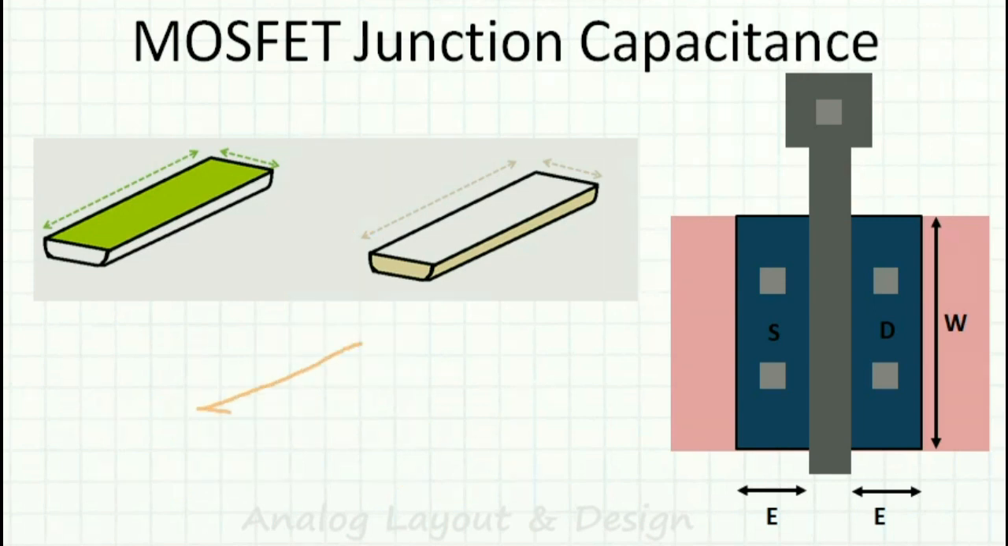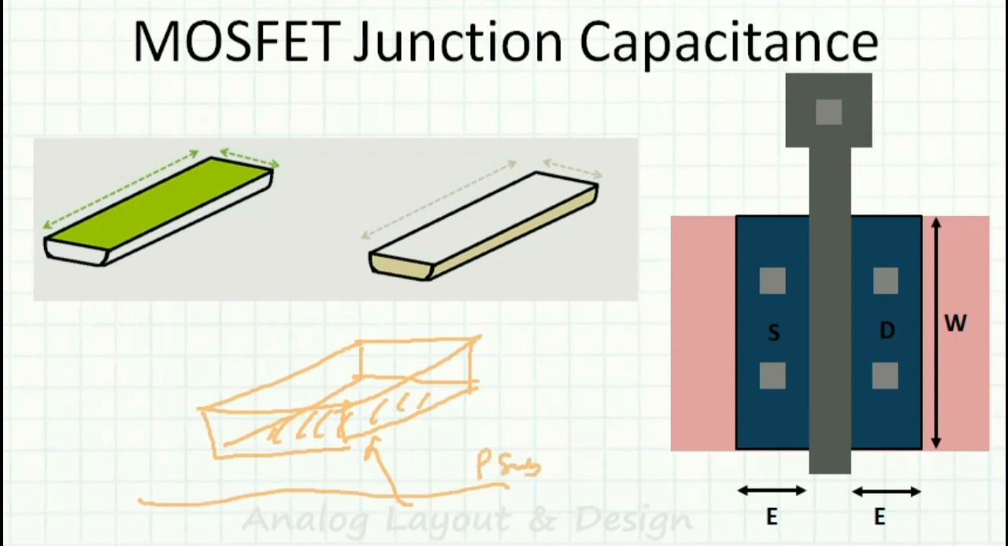Now if you see this way, this bottom surface will have this area, and the bottom surface is with the P substrate. What is this material? This is N plus, right? And the substrate is P type. So this and this will form a PN junction, which is reverse biased. Whenever you have a PN junction, there will be a depletion region, and that depletion region will have some capacitance.